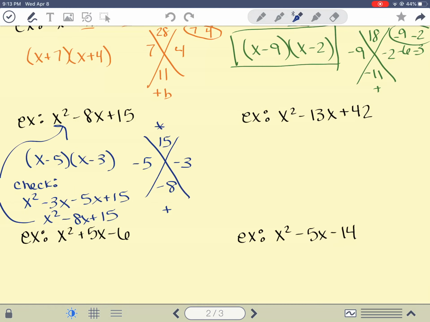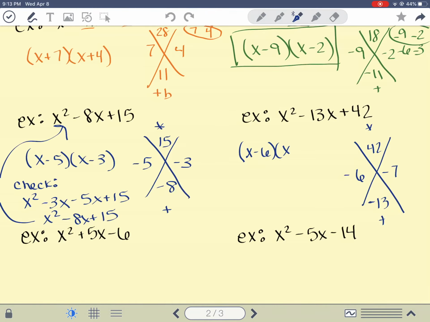All right, and then the last one for this video, I know I'm going to have to make it into at least 2 different videos. So for the last one for this video, let's multiply to 42, and then add to a negative 13. Again, we are multiplying to a positive, which means either positive times positive or negative times negative. Since we are adding to a negative 13, adding to a negative, that tells us that both of these are negative. So if we go through our factors, you can list out your factors, but we know it's going to be negative 6 and negative 7.